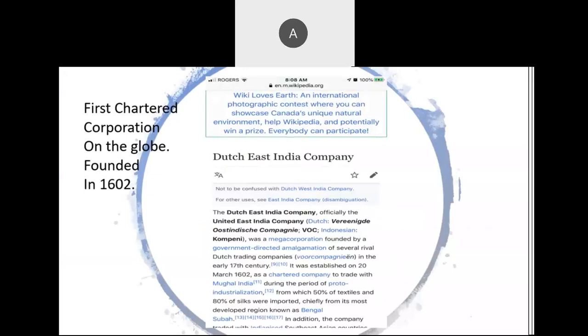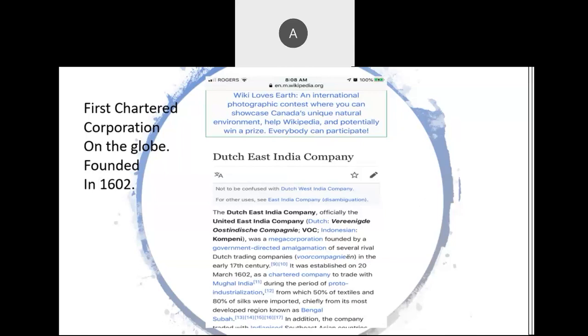It was known as the Dutch East India Company, officially called the United East India Company, but it was founded as a mega corporation. It was a government-directed amalgamation of several rival Dutch trading companies in the early 17th century, March 20th, 1602. The first corporation on the face of the earth.